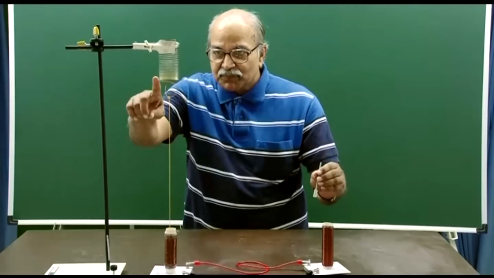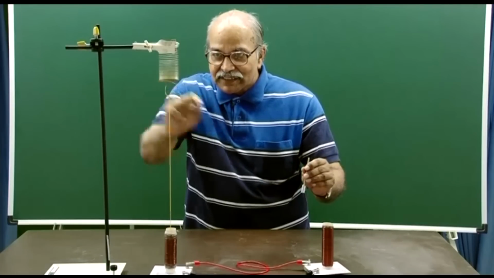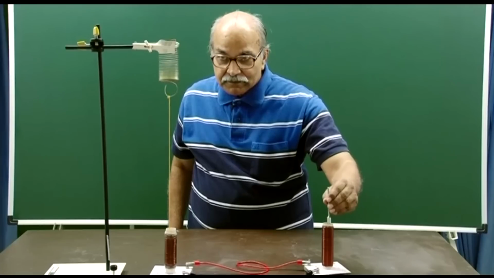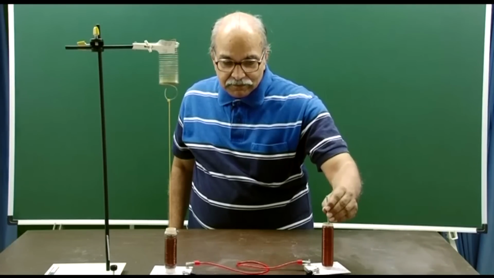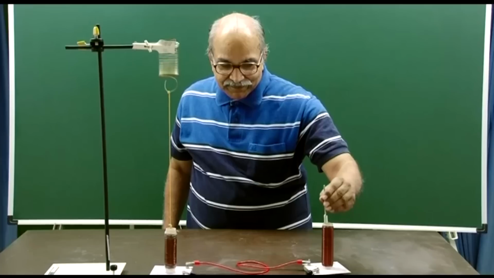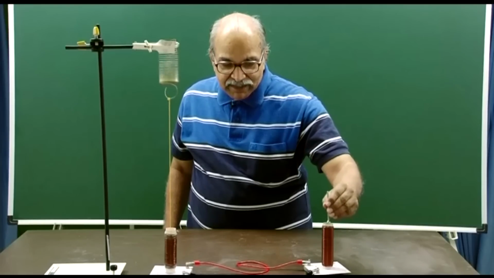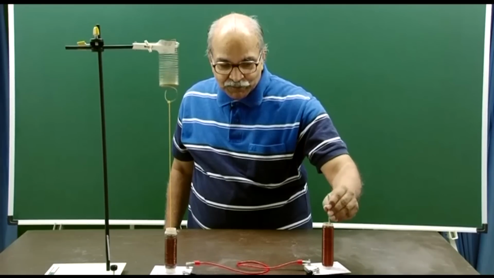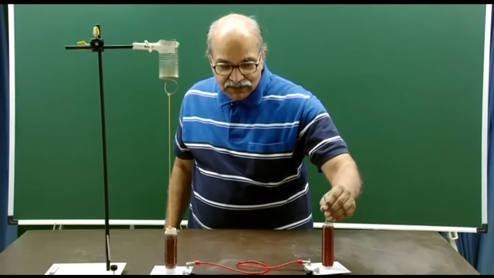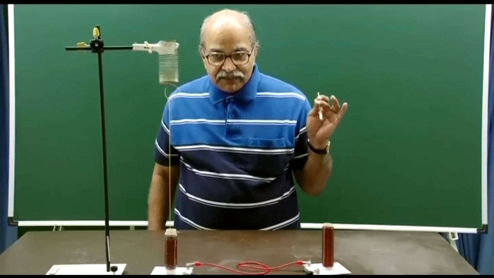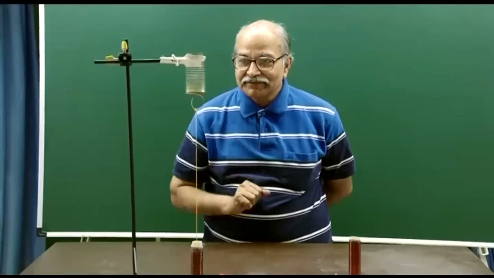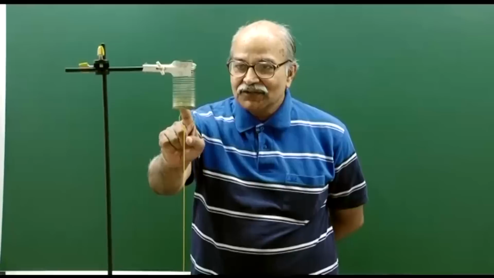Now I take this other magnet and move it in and out here. Look at this spring and see how it starts oscillating when I move this magnet. So, I am moving the magnet in solenoid number 2, and the magnet in solenoid number 1 is oscillating together. If I stop, this oscillation also damps out.